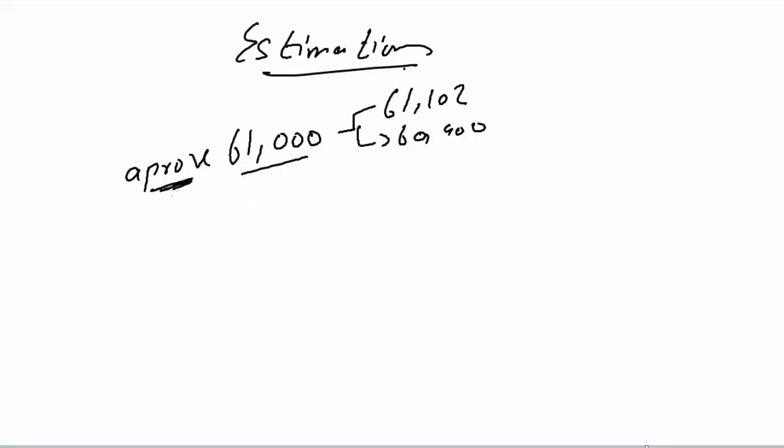So the word approximately means they are not definite that there were exactly so many people, but there were nearly so many people that were gathered. So that is what estimation actually means. Estimation can also be called rounding off or approximation.